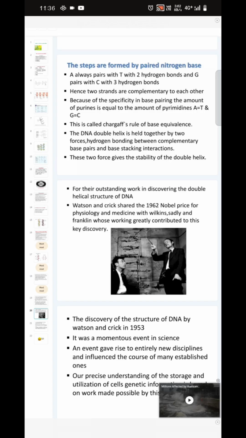The DNA double helix is held together by two forces: hydrogen bonding between the complementary base pairs and base stacking interactions. These two forces give stability to the double helix. Friends, remember that Chargaff's rule of base equivalence is included in the Watson and Crick model of DNA.